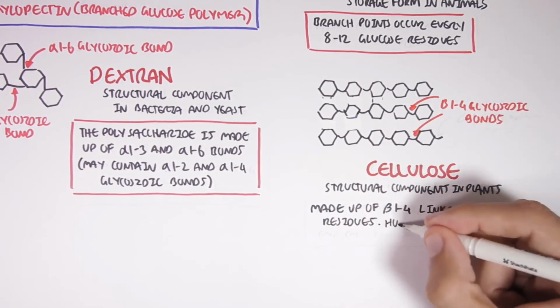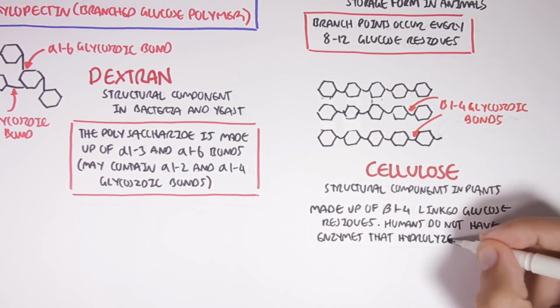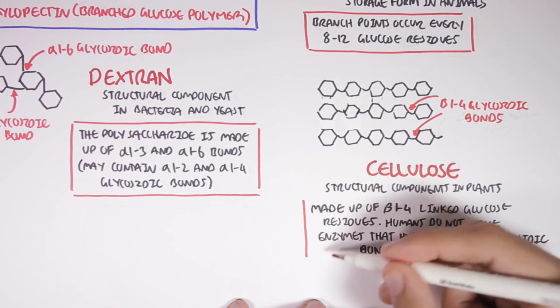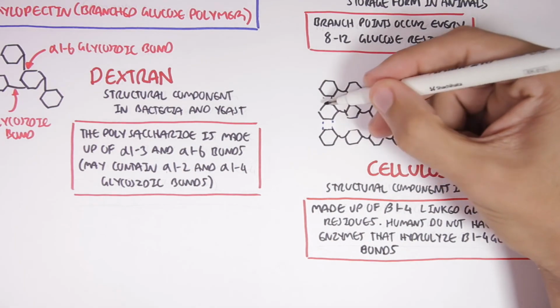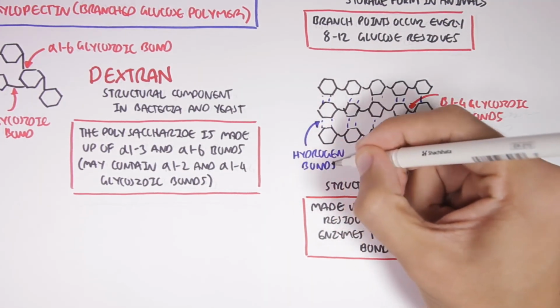Humans do not have enzymes that hydrolyze the beta 1,4 glycosidic bonds of cellulose, and so humans cannot digest cellulose. Now, even though cellulose is only chains of beta glucose, so unbranched beta glucose, these chains can form hydrogen bonds with each other, forming a very strong structure.